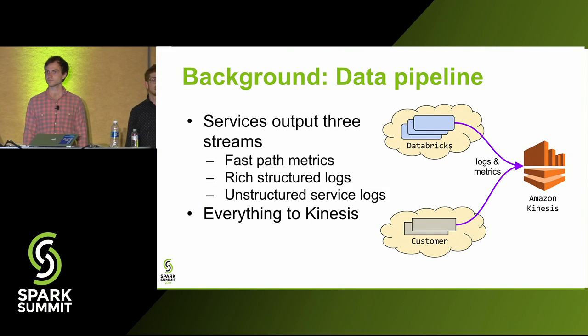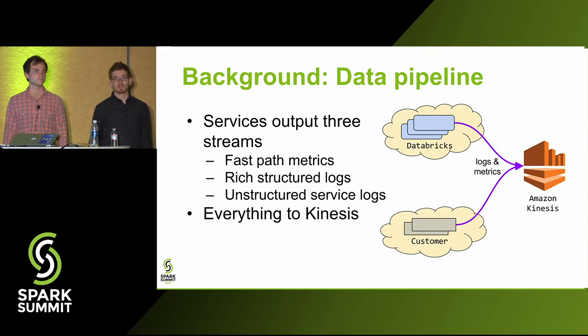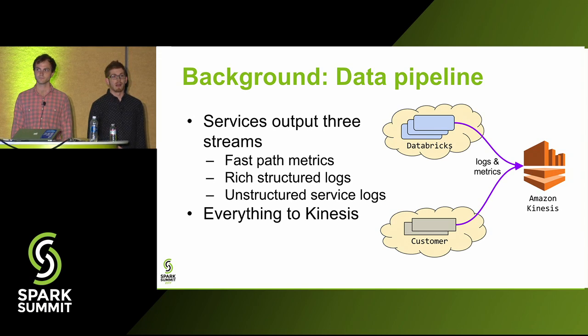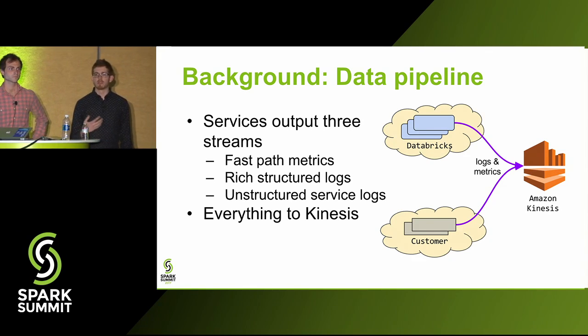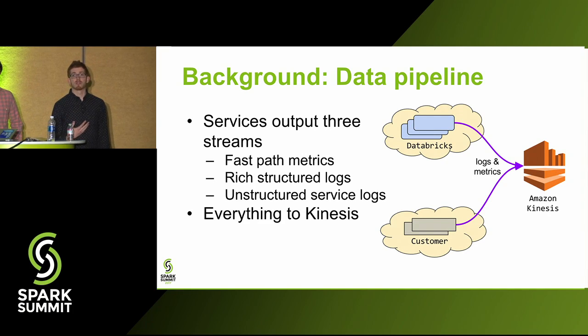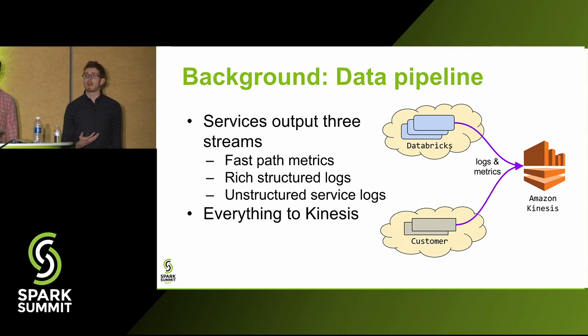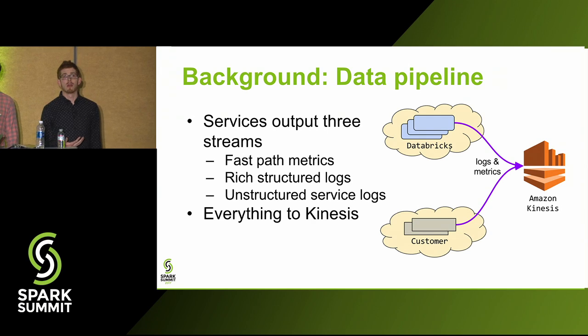So each of our services at Databricks produces three main streams of logs and metrics that we gather for analysis. First, we have fast path metrics. These are things like timers, counters, histograms that come from Coda Hale metrics instrumentation in our code.